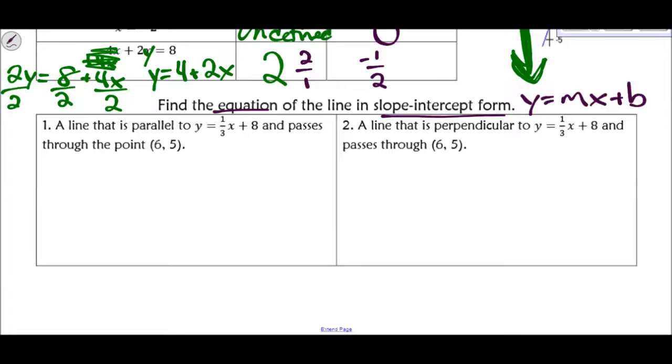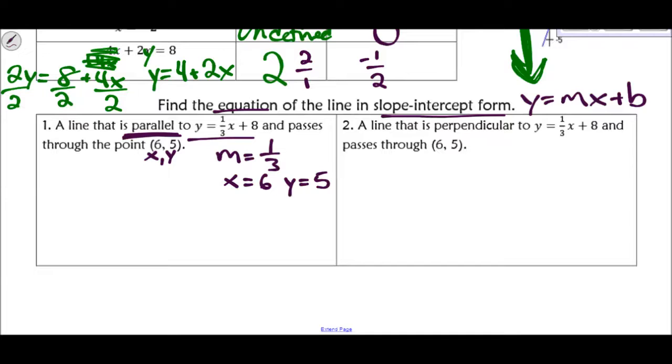So it says a line is parallel to this line and it passes through the point 6, 5. That's an x and a y. So we have 3 pieces of information there. We have that it's parallel to that line. That's telling us the slope is 1/3. And then we have an x of 6 and a y that's 5.